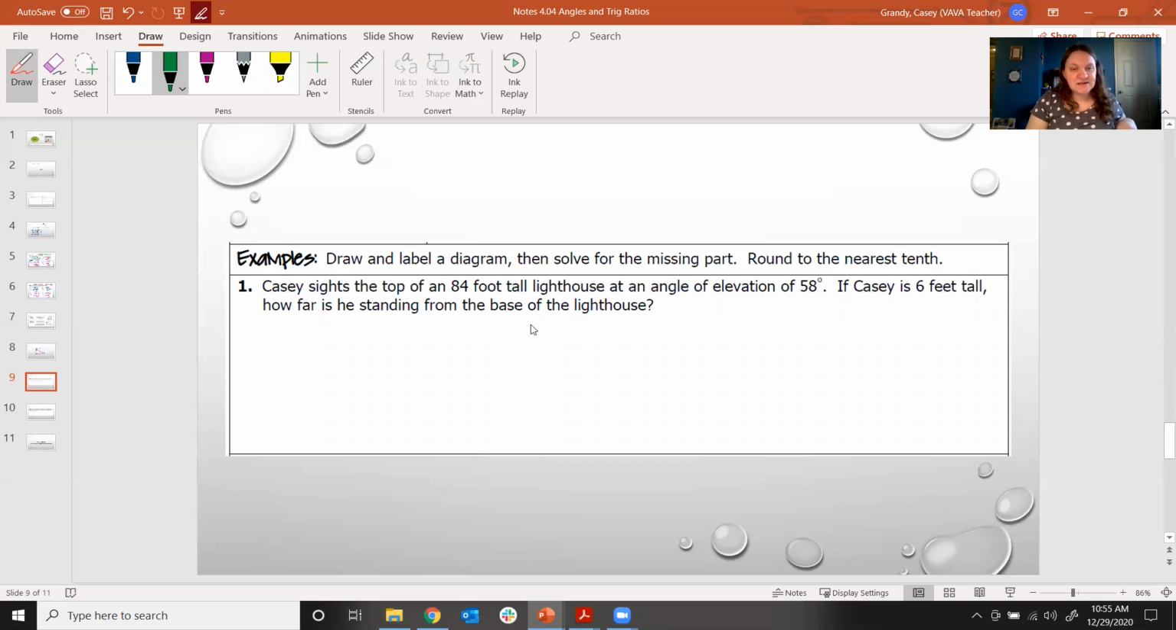Most of the time, we're going to see angle of elevation and depression in word problems. So when you do that, it's a really good idea to draw a picture. And again, you don't have to be a good artist. Clearly, I'm not a good artist, and you'll see that in a moment.